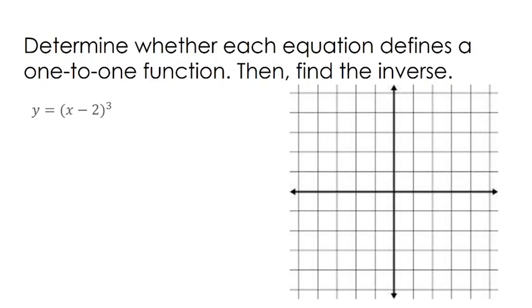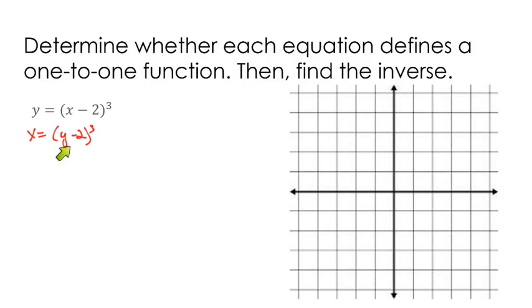Let's do our second one. It says, determine if it's one-to-one, then find the inverse. Well, let's calculate the inverse first, and then we'll graph it, and then we'll worry about the one-to-one stuff after that. So what I'm going to do is interchange x and y.